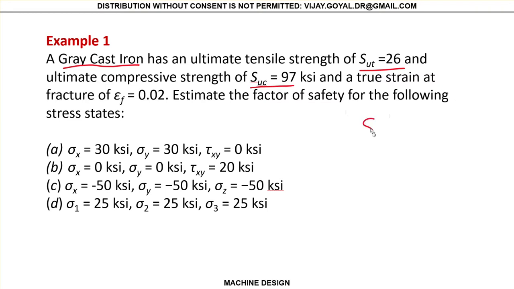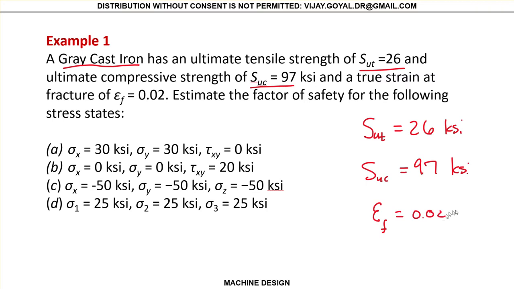27. So we know your ultimate tensile strength. This is in KSI. You know your ultimate compressive strength, 97 KSI, and the strain at fracture is 0.0002. This is less than 0.05. So definitely this is not ductile. This is acting like a brittle material. There's no plasticity zone in the problem.